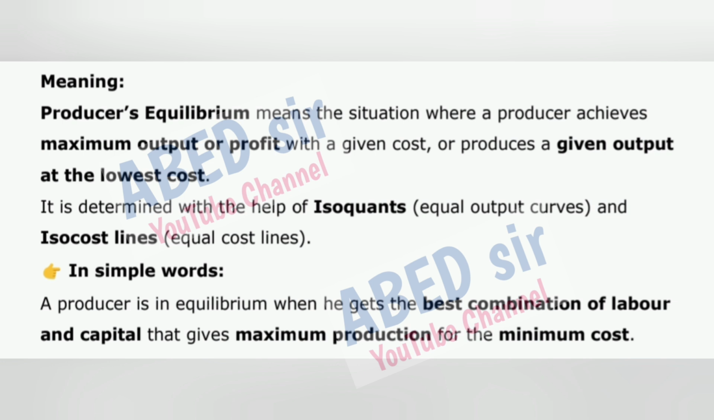Meaning, producer's equilibrium means the situation where a producer achieves maximum output or profit with a given cost, or produces a given output at the lowest cost. It is determined with the help of isoquants, equal output curves, and isocost lines, equal cost lines. In simple words, a producer is in equilibrium when he gets the best combination of labor and capital that gives maximum production for the minimum cost.